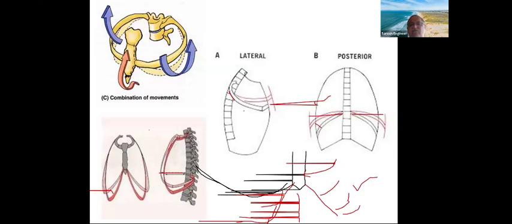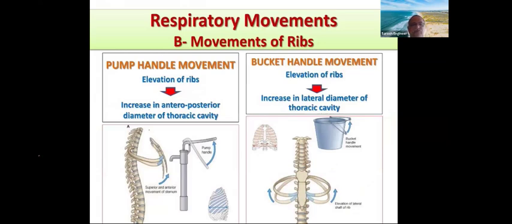The pump handle type of movement will increase the anterior posterior diameter, and the contraction of the diaphragm will increase the superior inferior diameter. Now, all three diameters are increasing. These are diagrams shown to you. This is increasing anterior posterior. This is increasing the side to side diameter. You can make out how this has gone up, right?